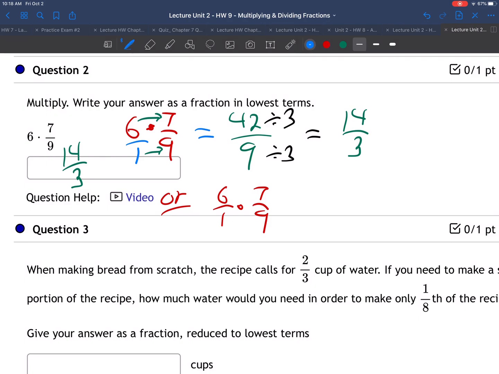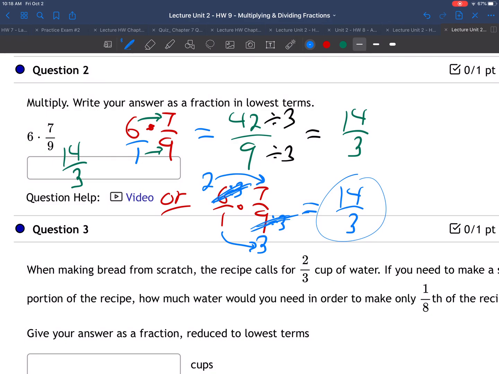The other thing that you're allowed to do, you probably remember, is cross cancel. Right? I can divide this by 3 and this by 3 diagonally. Like that. Leaves a 2, leaves a 3. And then multiply straight and straight afterwards. Because this is gone now and this is gone now, right? So that'd be 14/3, straight to the answer. That's a little easier.